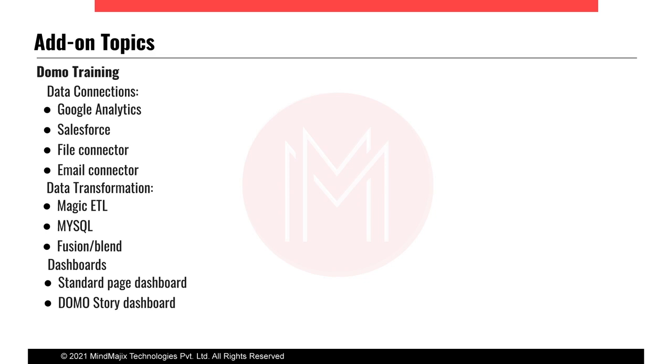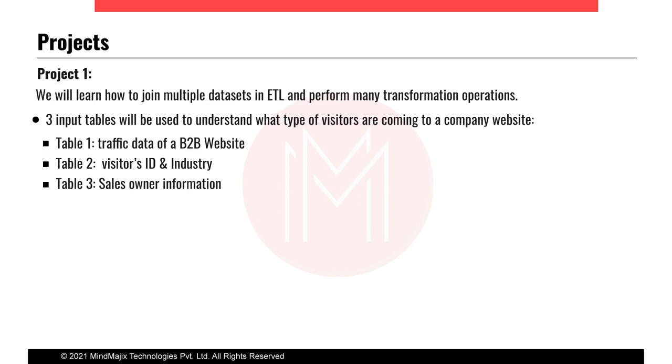I wouldn't say add-on, but these are really the main topics that we will cover in detail during our course, followed by 3 main projects. So all of the work that we have on the connector, transformation, and the visualization will get explained based on the 3 projects that we will review now. So project 1 really is about the Magic ETL, right? So when we move to the data transformation section of our training, we'll start with this data set.